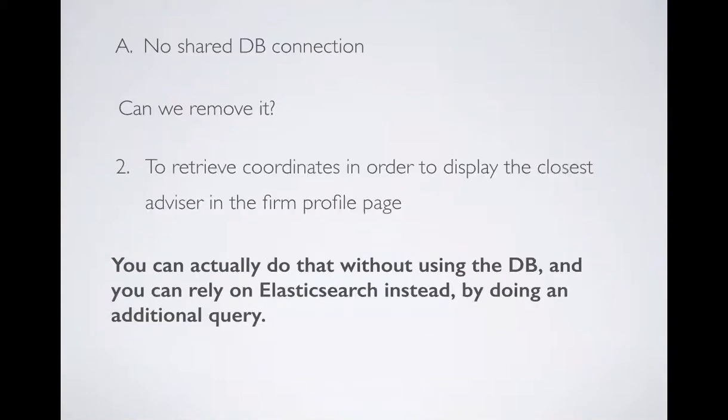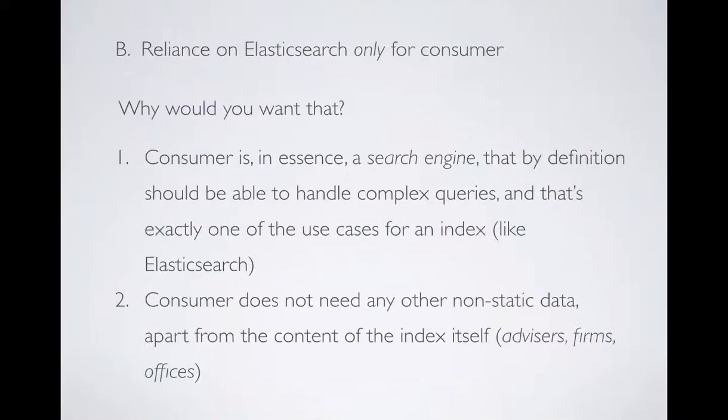The second one, for the coordinates, you can actually do that without using the database. Come on, you can rely on Elasticsearch by just doing an additional query. That's what Elasticsearch probably shines at. You can run a geolocation query quite quickly, and that's actually the reason why we think Elasticsearch was chosen in the first instance years ago, because they needed the geolocation feature, which you will see again in a second. It's massively used. So these are the solutions.